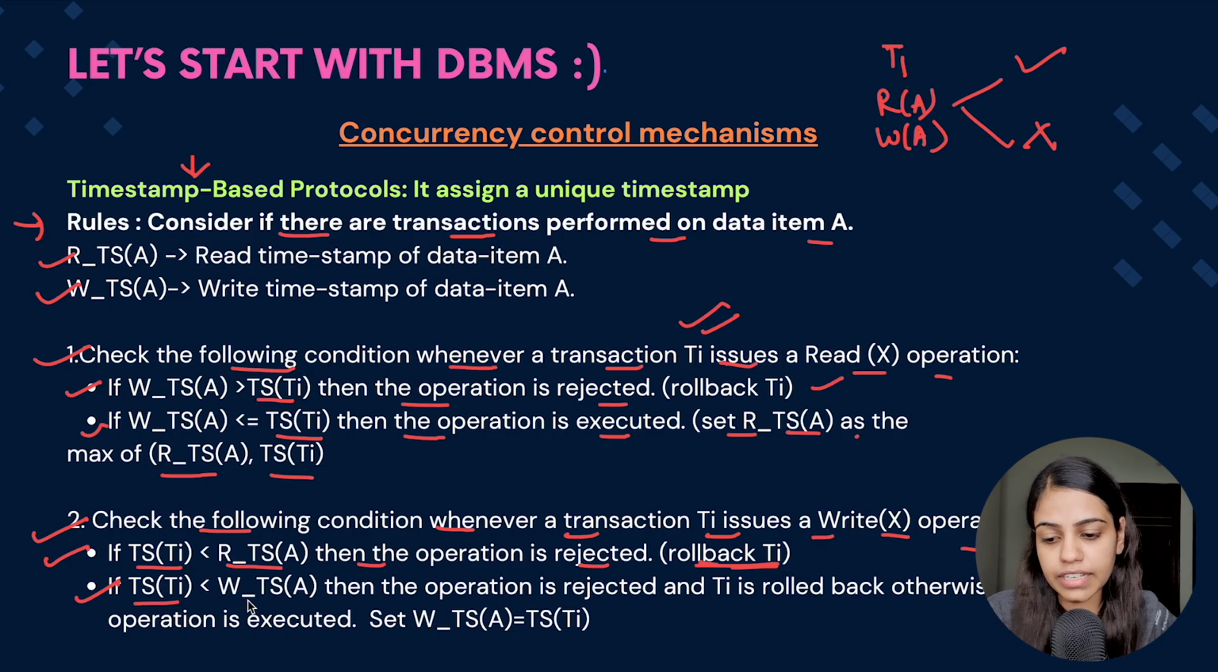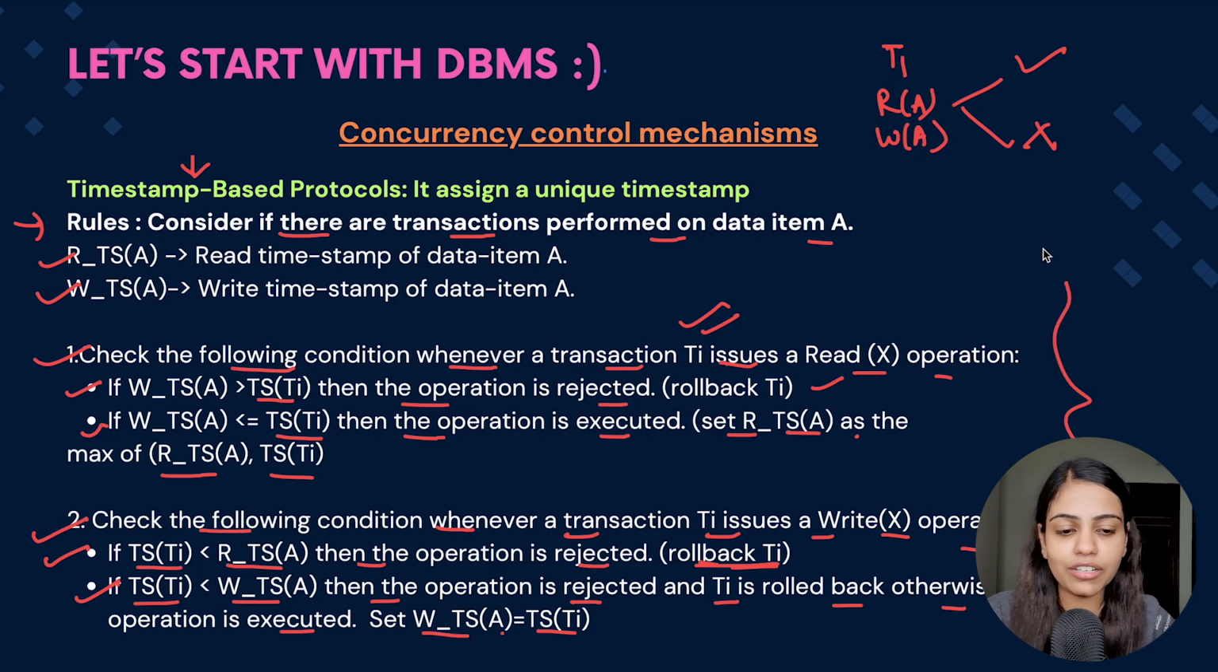If the timestamp of transaction Ti is less than the write timestamp of A, then the operation is rejected and Ti is rolled back, otherwise the operation is executed and we set the write timestamp of A to the timestamp of Ti. Now, I know that these rules would sound very confusing to you. You won't even understand what is happening here.